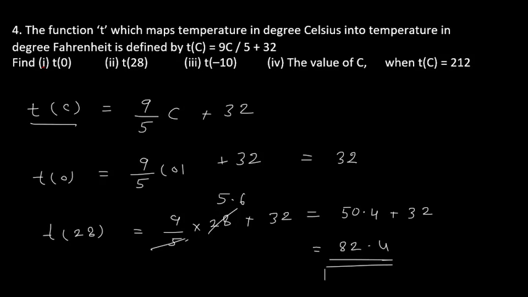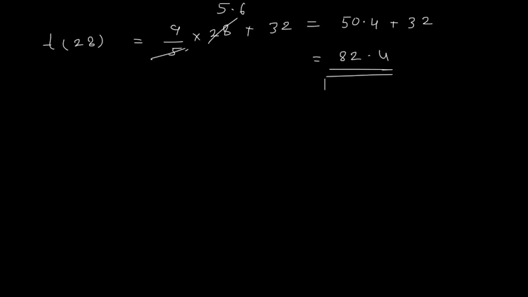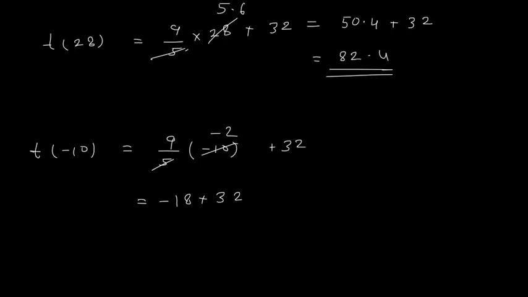Similarly, you can find T(minus 10). So T(minus 10): 9 upon 5, then here it is minus 10, plus 32. So 5 twos are 10, so this is minus 2. This is minus 18 plus 32. So 32 minus 18 is 14. So this is 14 degrees Fahrenheit. We can write its unit as degrees Fahrenheit.